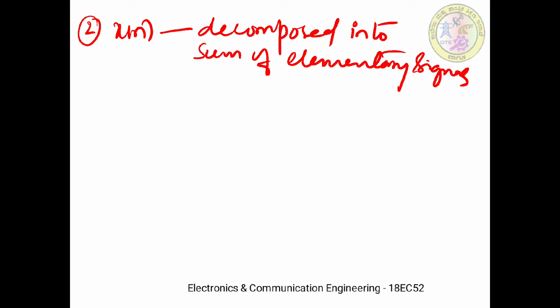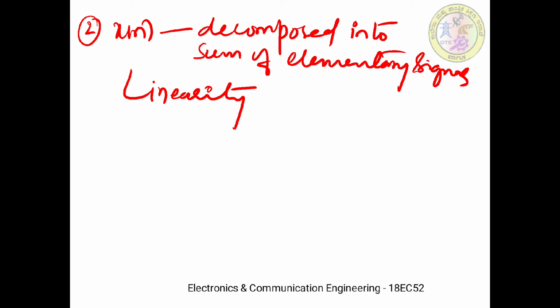So this second method of analysis, what does it involve? It involves decomposition of the input signal into some elementary signals. Then the response is individually calculated for each elementary signal. Then, using the linearity property of the system, the responses of the system to all the elementary signals are added to obtain the total response of the system. So that is the second method.